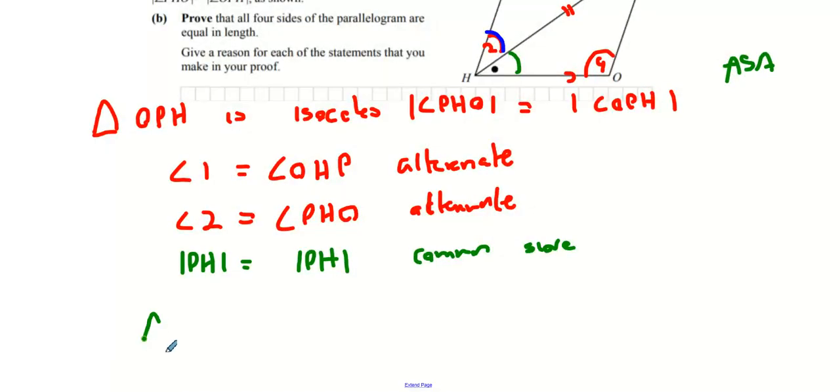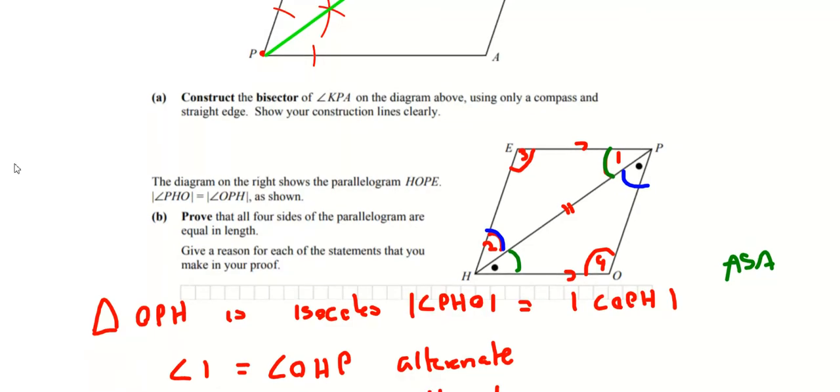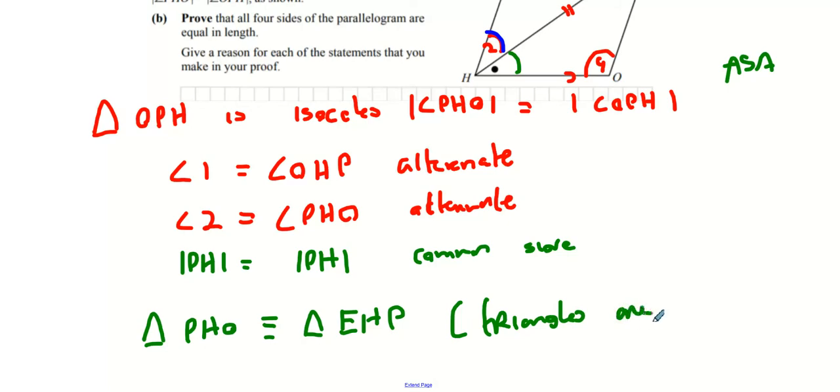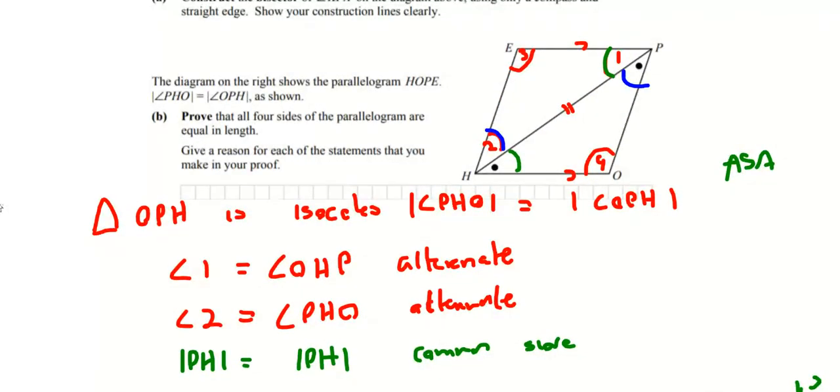So triangles PHO and EHP are congruent by ASA. The triple equals means they're congruent to each other, okay? And if they're congruent, both triangles are isosceles.